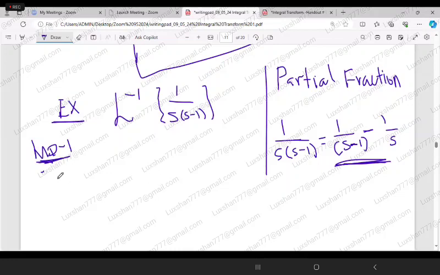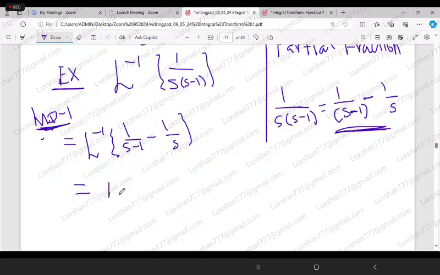So this is equal to the inverse Laplace transform of 1 over s minus 1 minus 1 over s. Using the linearity property, you can write this as the inverse Laplace transform of 1 over s minus 1, minus the inverse Laplace transform of 1 over s.